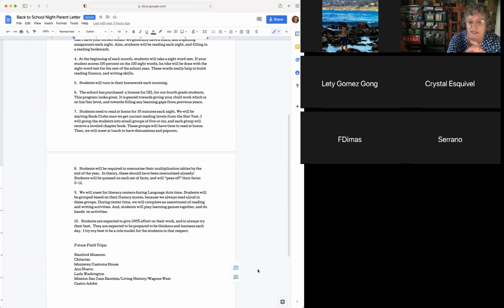The last thing is that students are expected to give 100% effort on their work and to always try their best. I mean, that's why we're at Linscott, right? They are expected to be prepared to be thinkers and learners each day. I try my best to be a role model for the students in that respect. I told the kids the other day, we were talking about what 100% means, and we were making a little chart. I said, if you ever feel like I'm not giving you my best, tell me, because I work really hard, and I feel like I'm giving 100% most days.